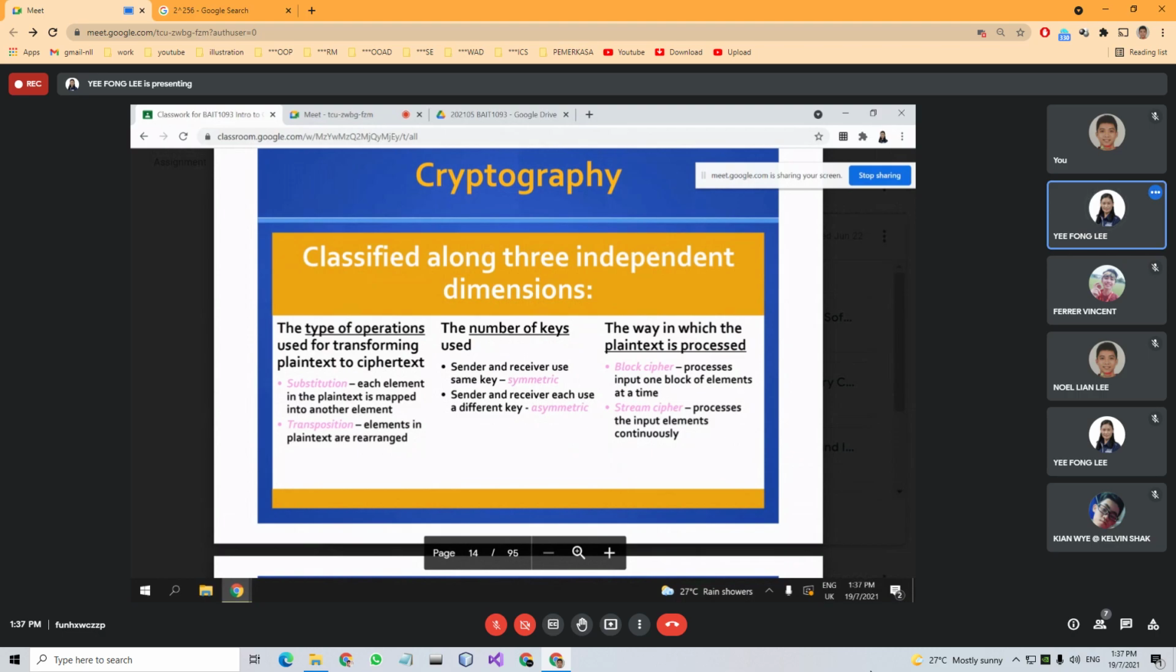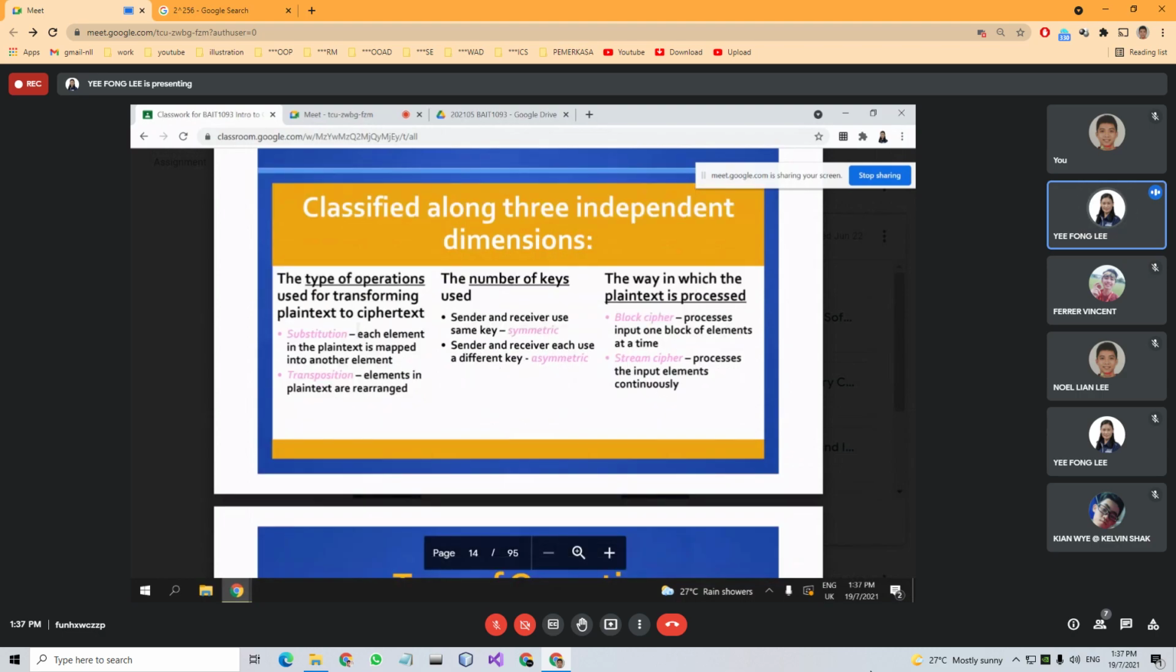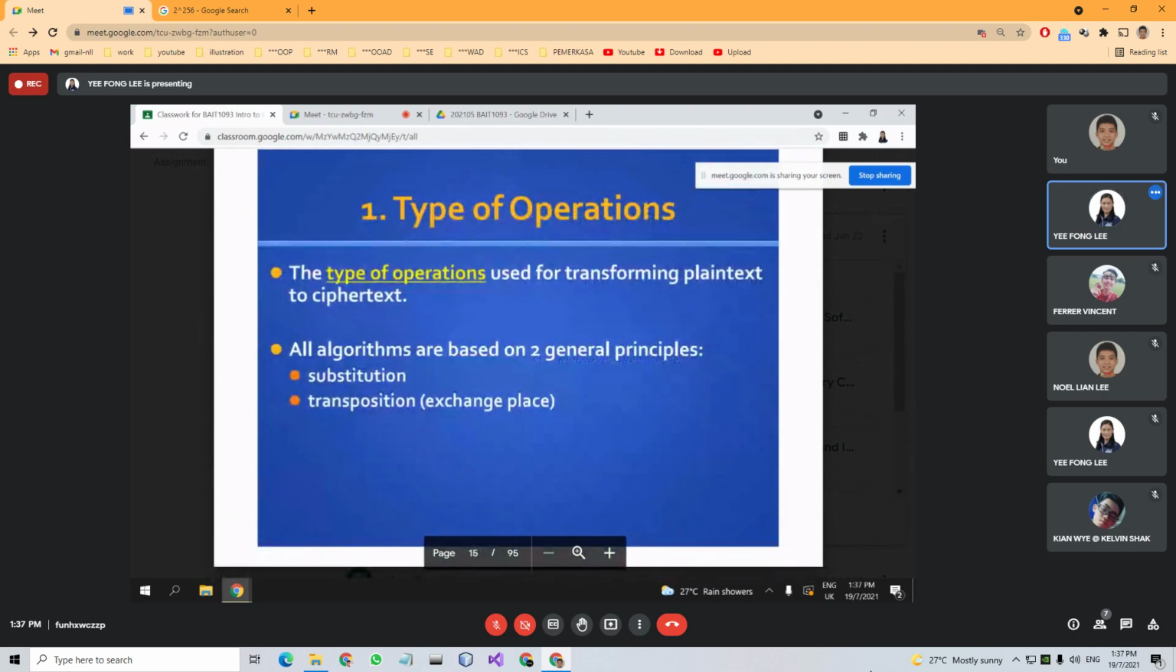If one block has 6 bits, it means you will have 6 in one block, so 6, 6, 6, 6. If towards the end you are left with only 4 bits, not enough to fulfill 6 bits, there are 2 empty, right? So they will use a padding method, adding on values so that it becomes 6 in a block. Types of operations, 2 types again here: substitutions and also transposition, exchanging places.